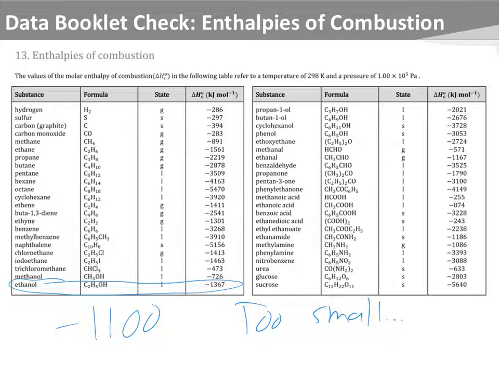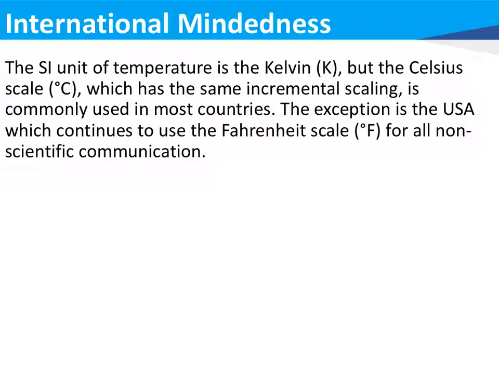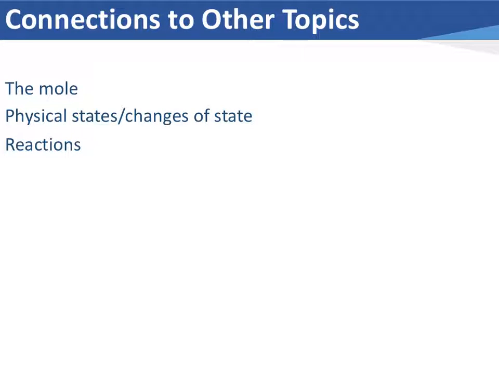So there you go. We've handled a practice problem. And that essentially wraps up the discussion. We've got a few little things at the end here like TOK. What criteria do we use in judging discrepancies between experimental and theoretical values? We just did that a little bit with the discussion at the end there, comparing our value to the theoretical value in the data booklet. International mindedness. Except for the US, everybody is metric. Don't even get me started. Connections to other topics. The mole, of course, physical states and changes of state, reactions. A lot of connections we can make.